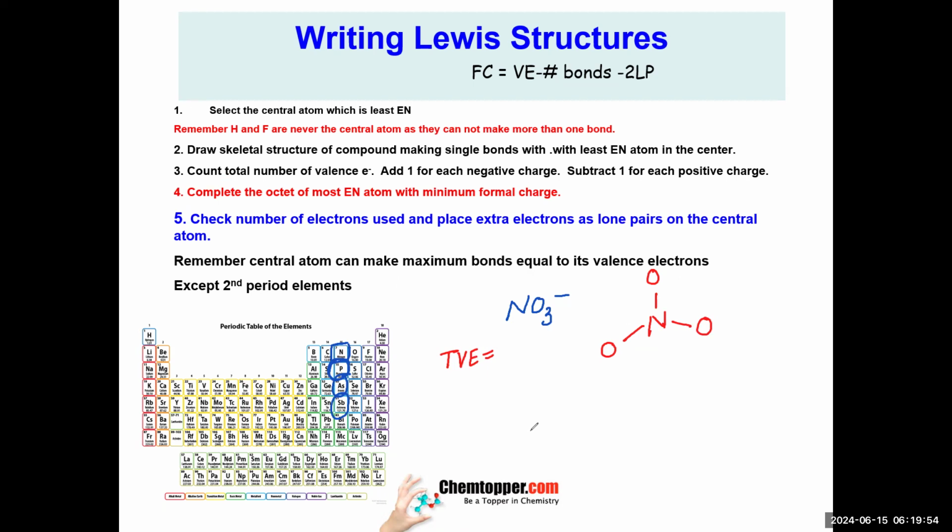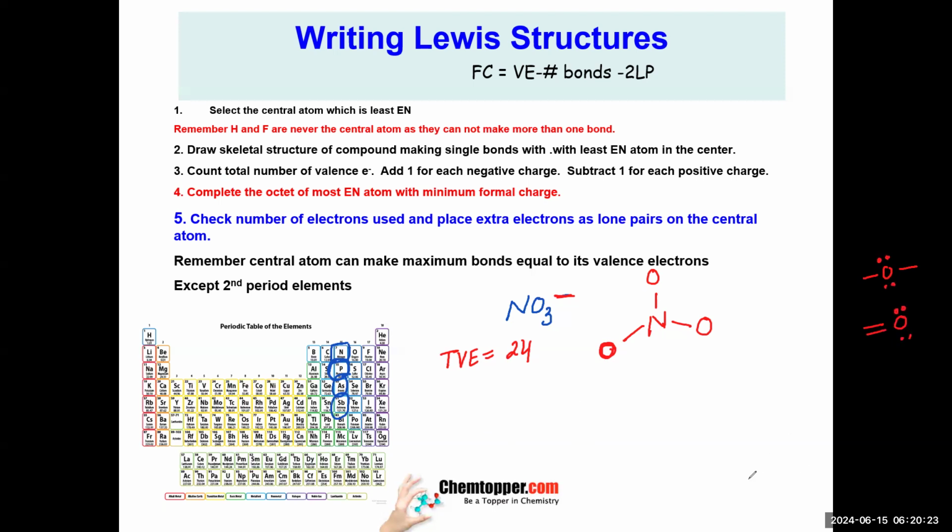There is a 1 minus there. 1 minus, Mayank. You're not adding this minus? 24. Okay, complete the octet of the most electronegative element with minimum formal charge. Most electronegative is oxygen. If you remember, oxygen is very happy to make 2 single bonds with lone pair or a double bond with 2 lone pairs like this.